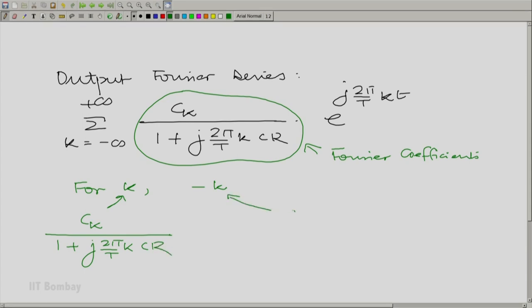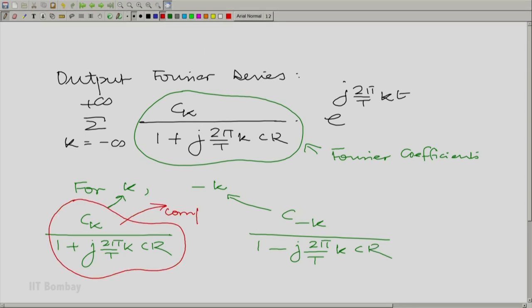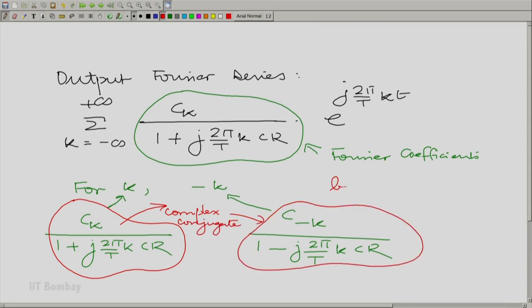So, for k, we will have C_k over 1 plus j 2 pi by T times k times RC. And for minus k, we will have C minus k over the corresponding denominator. Now, it is very easy to see that the complex conjugate of this is equal to this. That is because the denominators are complex conjugates and C minus k is equal to C_k complex conjugate. So, that complex conjugate property of the coefficients, provided you are dealing with a real input x(t), is preserved at the output. I wanted to emphasize this.